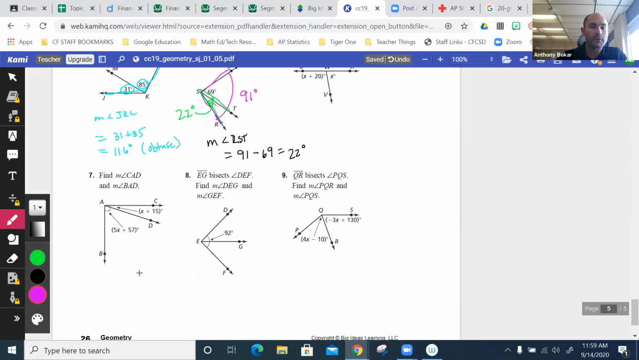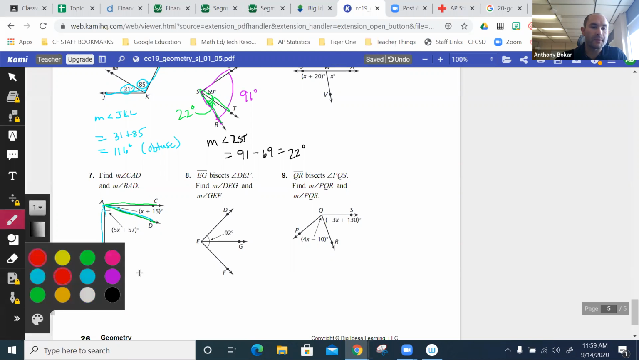Okay, it wants to find the measure of angle CAD. So where is angle CAD? CAD is this one right here. So C to A to D. And the other one over here is BAD. So B to A to D. It wants to find the measure of each.